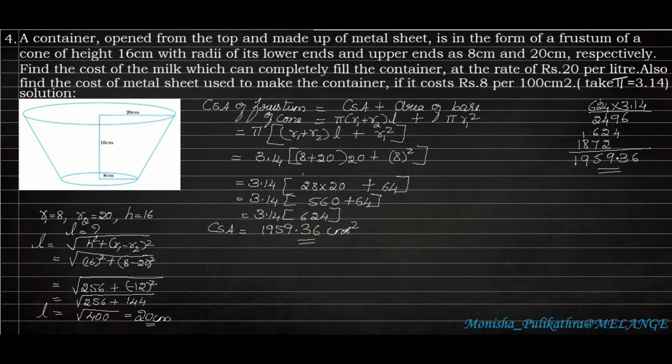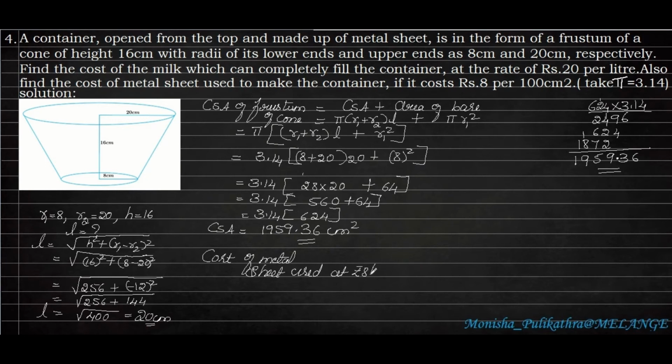We have to find out the cost of the materials used, the cost of the metal used to make the curved surface area, the entire container. So the cost of the metal sheet used at 8 rupees.